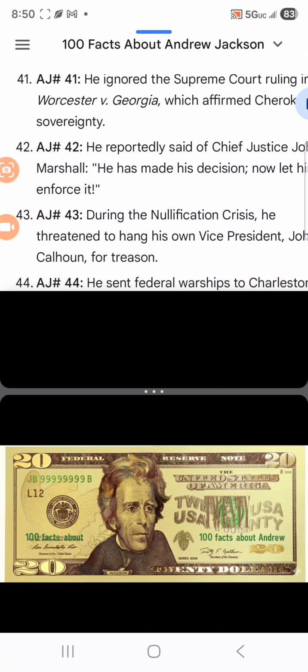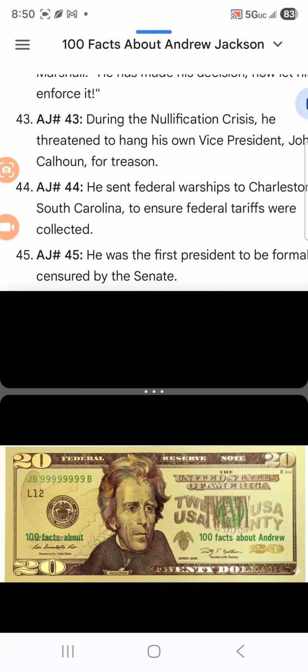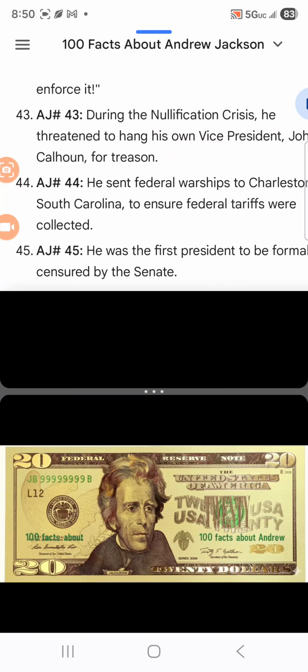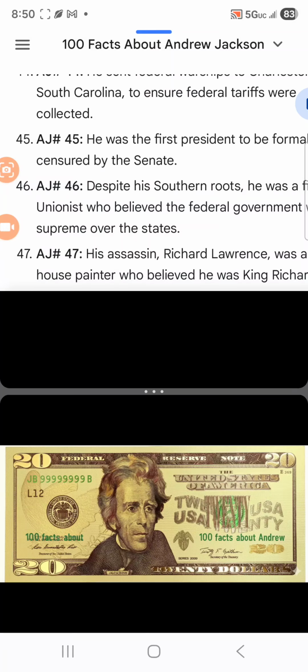AJ number 43. During the nullification crisis, he threatened to hang his own vice president, John C. Calhoun, for treason. AJ number 44. He sent federal warships to Charleston, South Carolina. And that's another thing. It was a house divided, like, if you want to hang your vice president. To ensure federal tariffs were collected.